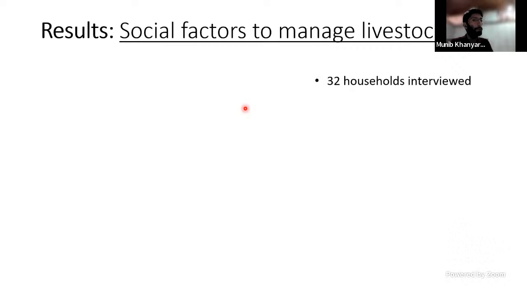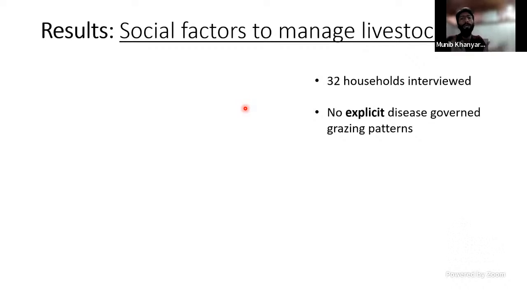Then, to understand the social factors to manage livestock, we did about 32 interviews with different households. These are households that all own livestock, particularly small sheep and goat. They also herd them. There's a system where they change herders every day, I think, so everybody from these 32 households has a chance to go out to herd. And we found no explicit disease governance grazing patterns. In other words, people were going out to graze not thinking about which areas within that Kibber landscape might have higher pasture contamination. They were going out more from the perspective of which might be the best graze for them. So that was interesting.